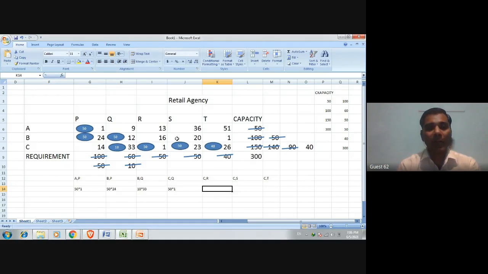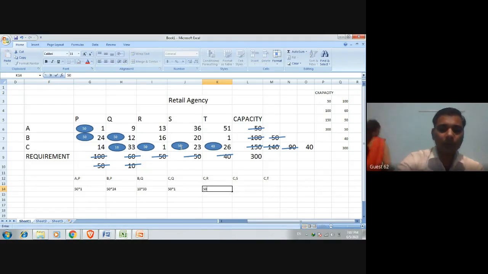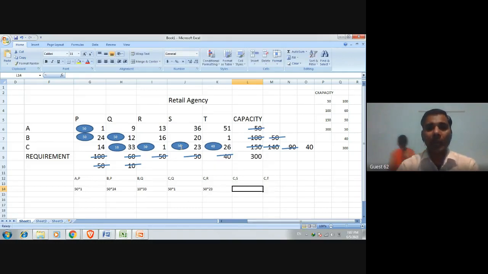Now we have sent 50 units to retail agency S from C and the per unit cost from C to S is 23. So we will multiply 50 into 23. Okay. And we have sent 40 units from C to T and the per unit, I think I have missed one thing, 50 BP.